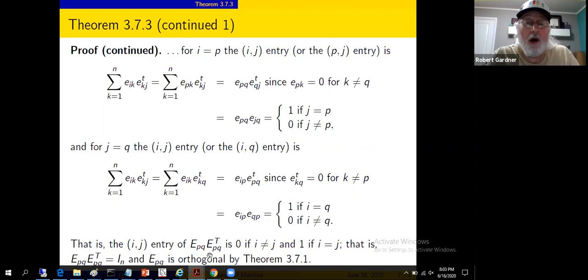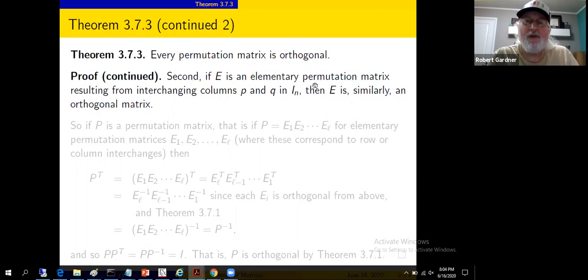If we went through and swapped columns, it'd be the same thing. I think we just interchange the indices. It's a very similar argument, so let's not bother. But we do have work left to do.